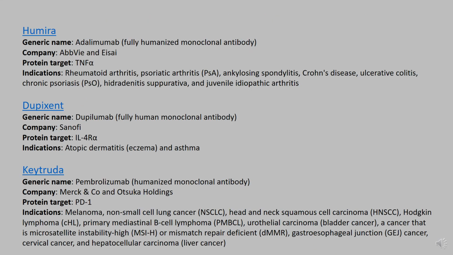There are many monoclonal antibodies that are being used on patients currently. These are just examples of three monoclonal antibodies. Humira, which targets a cytokine that's used to treat arthritis and arthritis-like conditions and even Crohn's disease or ulcerative colitis. Dupixent, which also is used against a receptor for a cytokine. It's used to treat atopic dermatitis and asthma. And Keytruda, that targets a molecule known as PD-1 that's used to treat many kinds of cancers. So these are just examples of successful monoclonal antibody therapies in the market already.